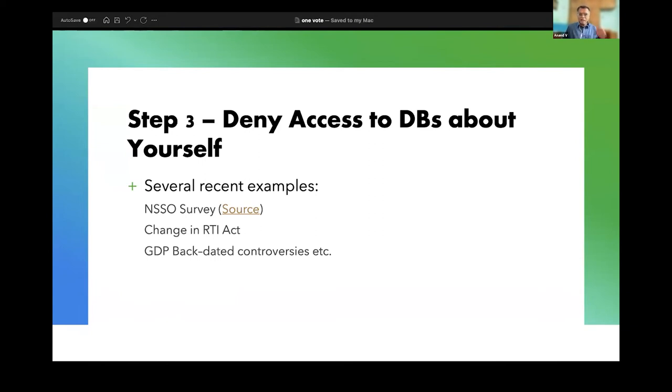There were several changes in the RTI Act, which fundamentally ensures that citizens have accountability from democracies, and which nowadays come back most of the time as no data available, not requested, exemption. So those things have increased quite a lot. And then there are also quite a few controversies on the GDP backdated numbers, where the methodology is being questioned, whether growth is really growth, and so on. So what you now have at step three is more data about voters and less data about the government. That's really what you're looking at, right?